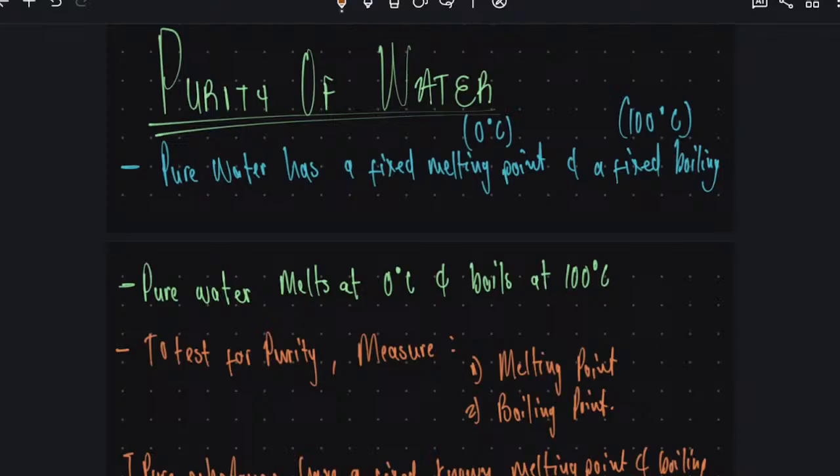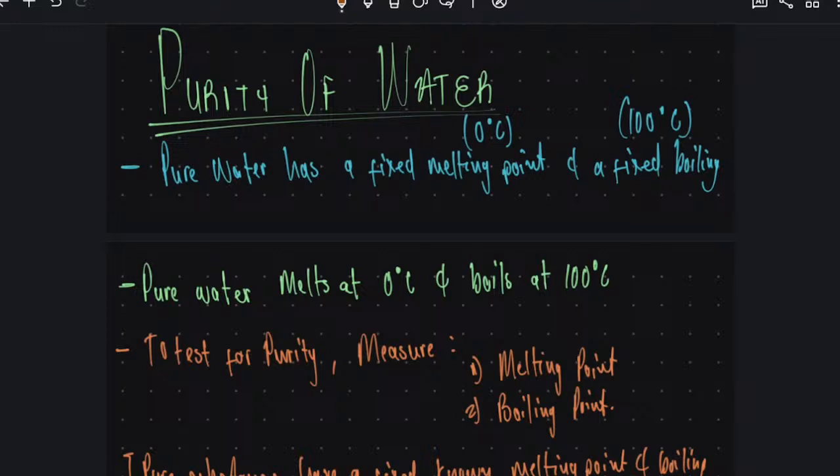If it does not melt at 0 degrees, what happens to melting point when you add impurities? It drops. Things that are not pure, they melt below their real melting point. The melting point drops and the boiling point rises. So if you see water that melts before 0 degrees, or water that boils after 100 degrees, at 100 degrees it hasn't yet boiled, if you see it passing that, then that's impure water.